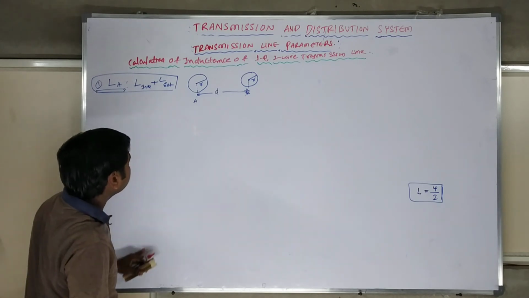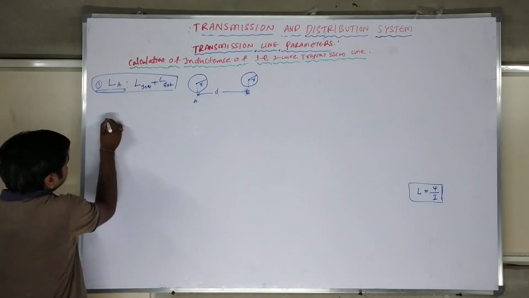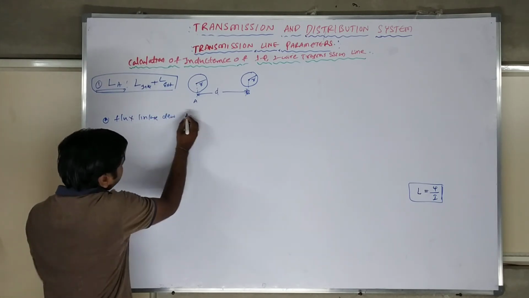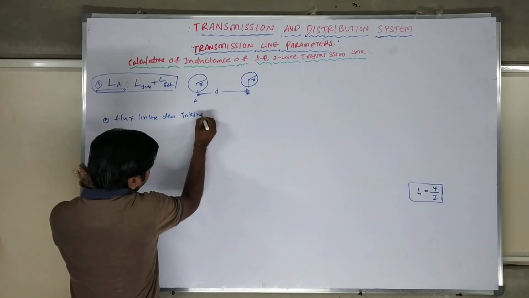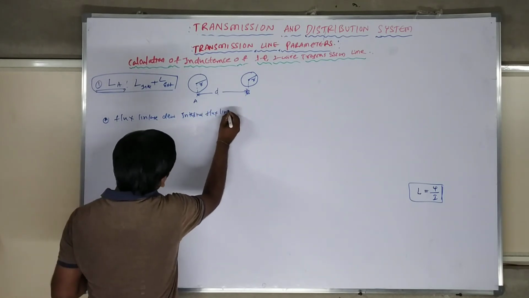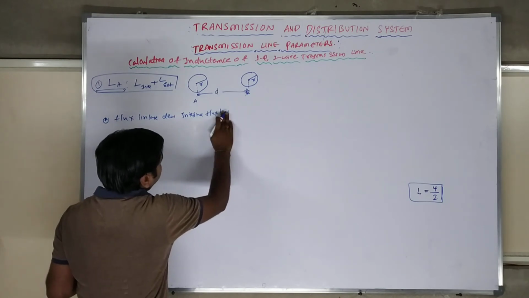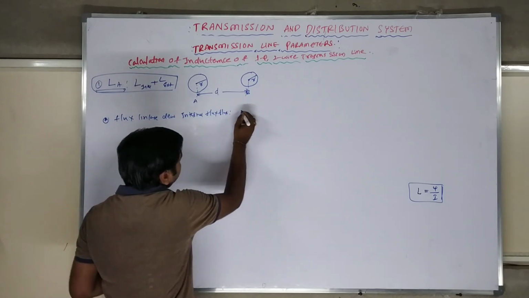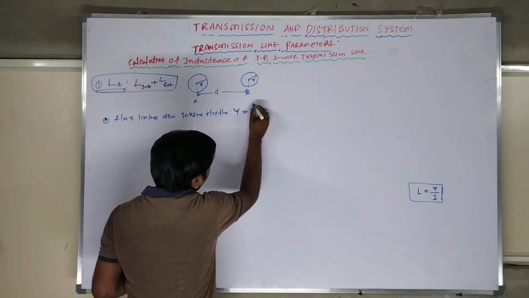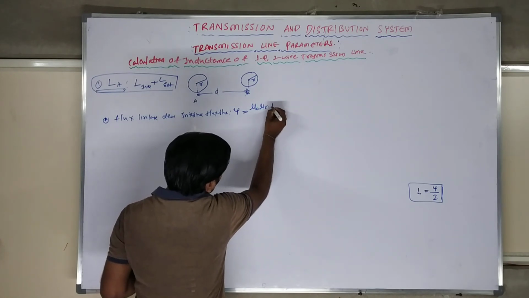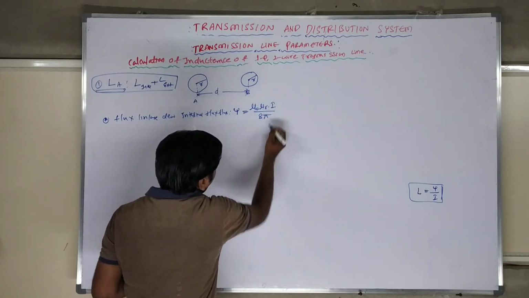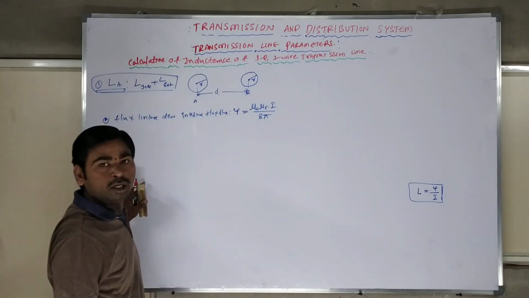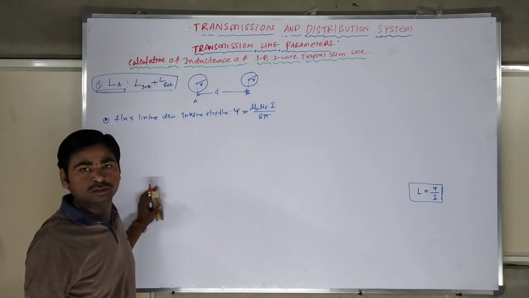So before going to that, we have to write the flux linkages. First case, flux linkages due to the internal flux, of this conductor itself. Psi internal is equal to mu naught mu r I by 8 pi. This is the flux linkages due to the internal flux, mu naught mu r I by 8 pi. I hope you understand this.